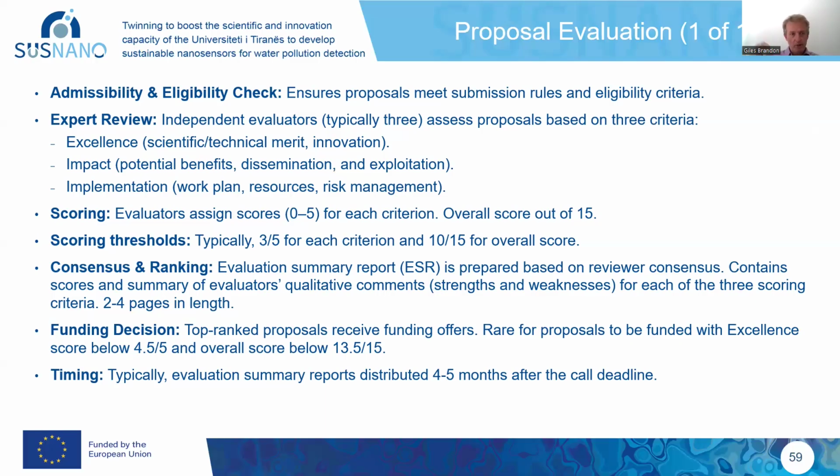So they'll extract and synthesize all the scores from the evaluators, and they'll also take some of the key qualitative comments from the different evaluators and put them into the evaluation summary report. These comments identify strengths and weaknesses that they've seen in the proposal. Typically this report will be about 2 to 4 pages in length. It gets sent out to all the proposal coordinators, whether they've been successful or unsuccessful.